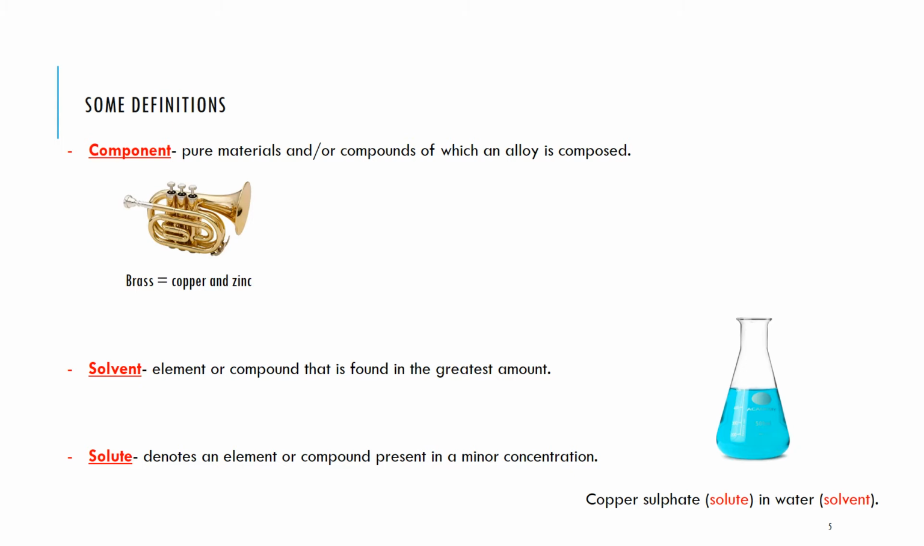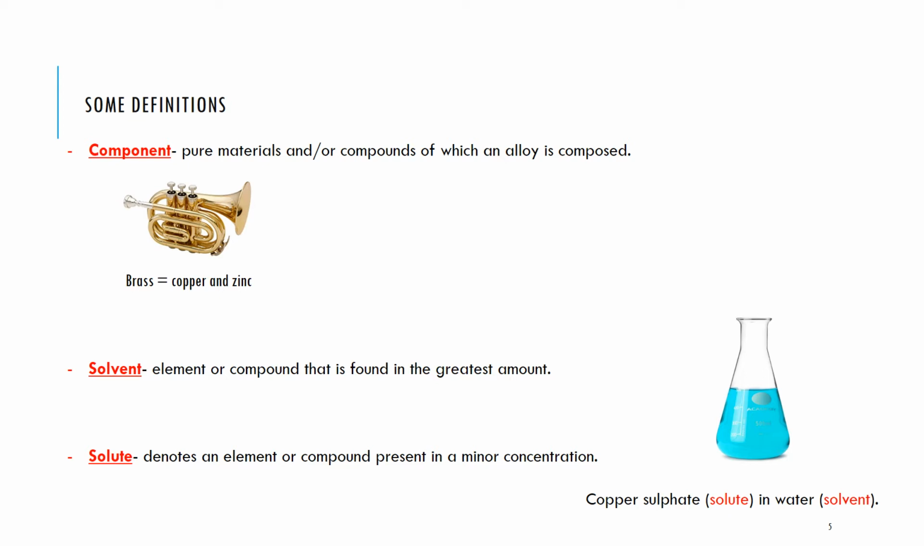So a classic example here is the brass alloy. It's composed of copper and zinc, and the components of brass are themselves copper and zinc. They are separate components which are brought together in the liquid state and allowed to solidify to yield brass.